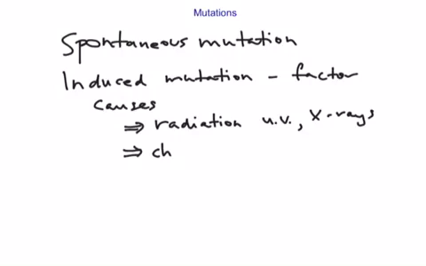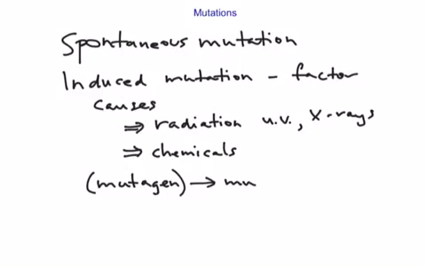Various chemicals can be described as mutagens. So a mutagen is a substance that can cause mutations. So chemicals can lead to mutations.